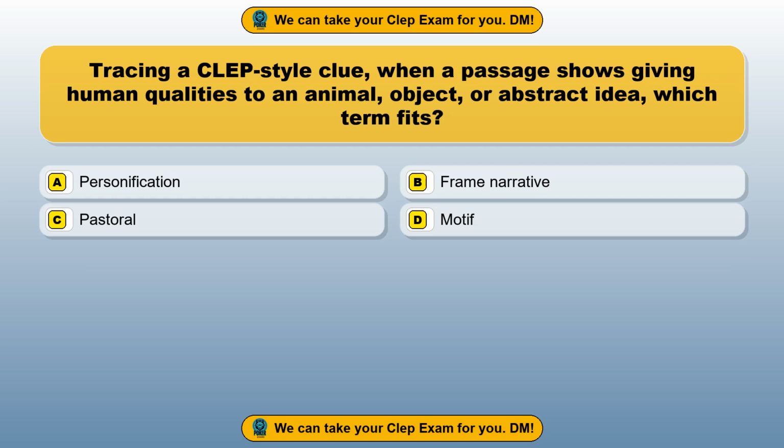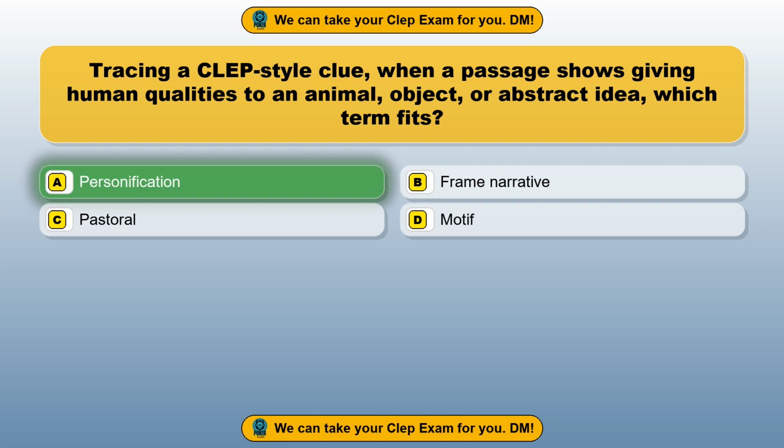Question 6. Tracing a CLEP-style clue, when a passage shows giving human qualities to an animal, object, or abstract idea, which term fits? Option A. Personification. Option B. Frame narrative. Option C. Pastoral. Option D. Motif. The correct answer is option A.